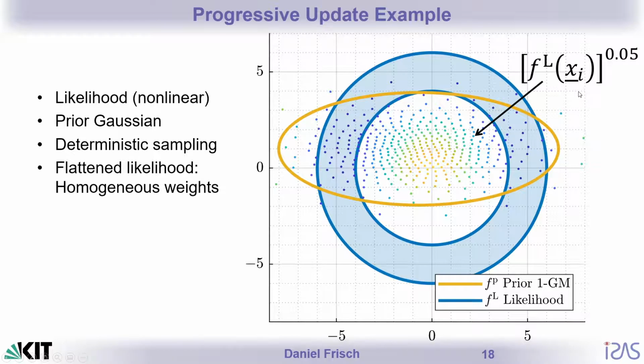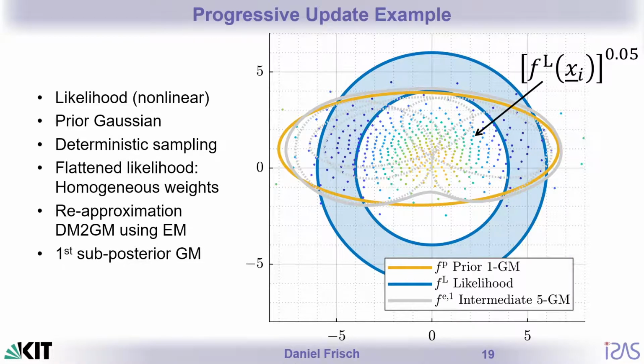Instead, we use a flattened version of the likelihood with a likelihood exponent of 0.05. In this case, the weights of the samples are much more homogeneous. And now we use the expectation-maximization algorithm to approximate this Dirac mixture of weighted samples with a Gaussian mixture.